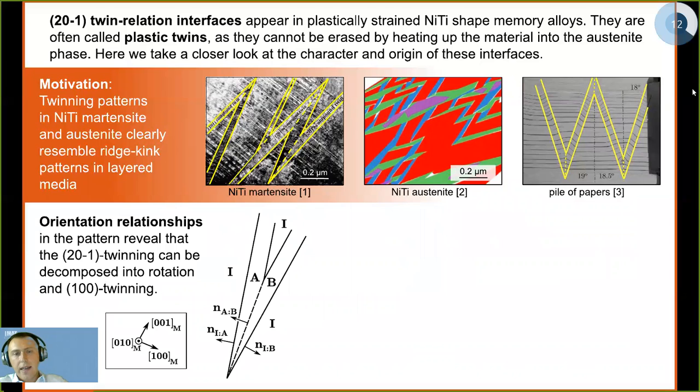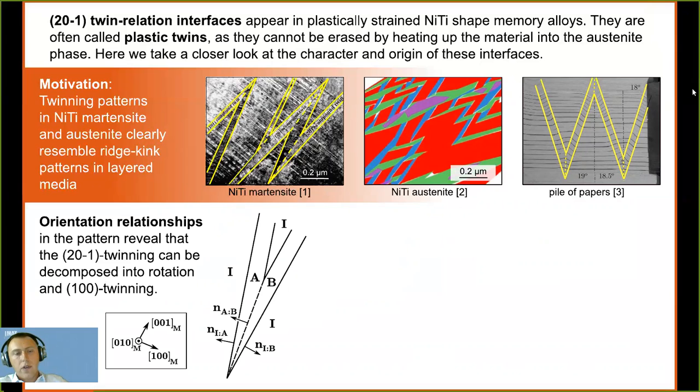So let us now discuss what the orientation relationships are and decide whether we can assume the 20-1 interfaces to be called twins, or whether they are rather kwinks, as the similarity between the layered medium and the nickel titanium martensite would suggest. So let us introduce some notation.